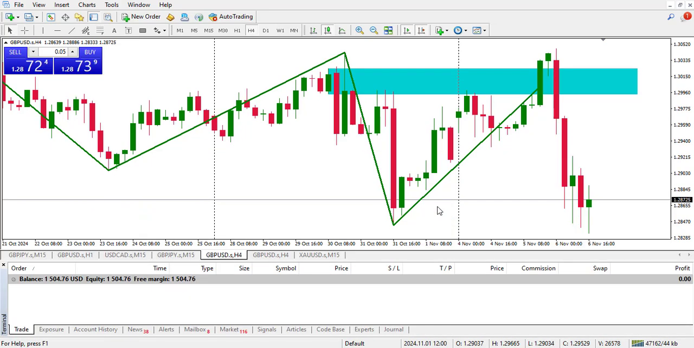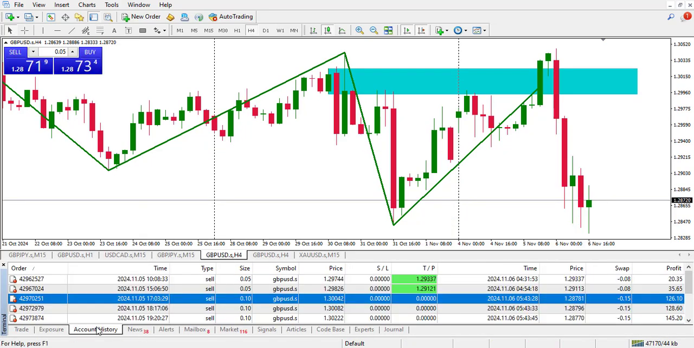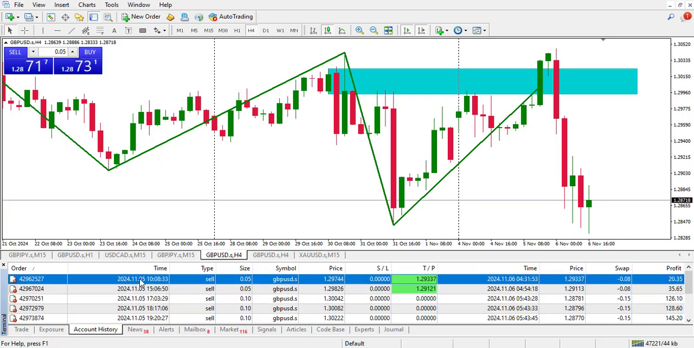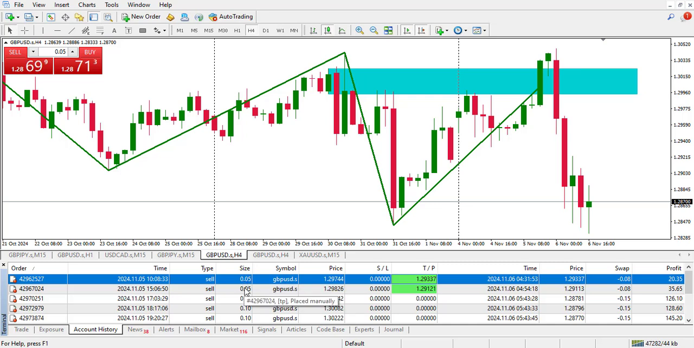Okay, so let me go to this account history so that I can show you. If you watch carefully, you can see all of these trades. They were on the 5th of November, as you can see. So these are all of the trades I took, right? 5th of November, 5th of November, 5th of November. You can see the lot sizes on all of them. You can see I started with the smaller lot size. Then, of course, as confidence built up, I started entering with a much bigger lot size.